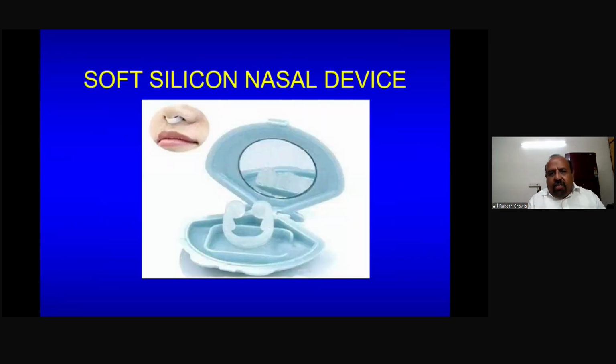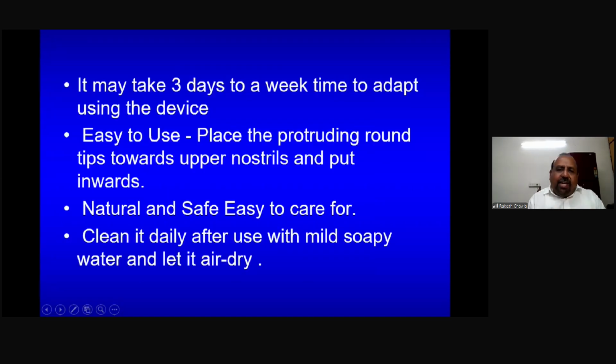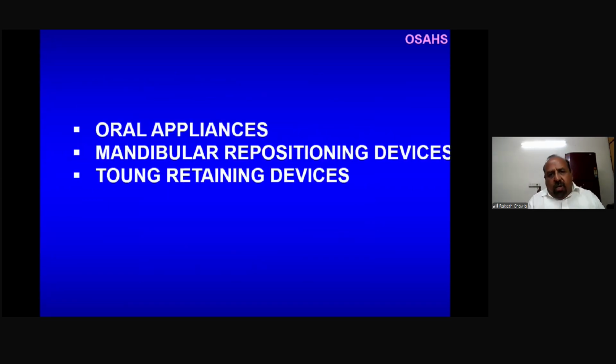Soft silicone devices work the same way as the Provent Sleep Apnea Therapy. These two balls which are visible go to the nostrils and work one way, and you are able to keep your airways open.